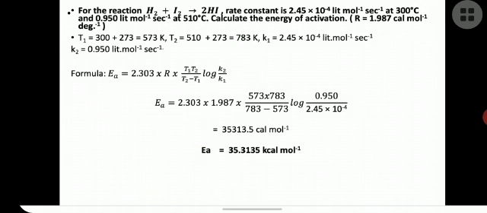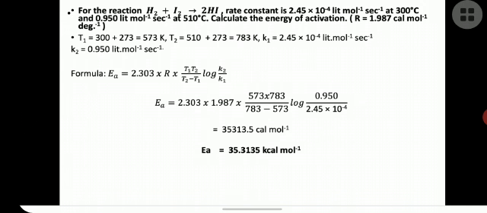In this case, T1 is equal to 300 plus 273, which is equal to 573 Kelvin. T2 is 510, given in degrees Celsius, so we have to convert it into degree Kelvin by adding 273. It becomes 783 Kelvin. Value of K1 is given to us. It is 2.45 into 10 raised to minus 4 liter per mole per second, and value of K2 is 0.950 liter per mole per second.